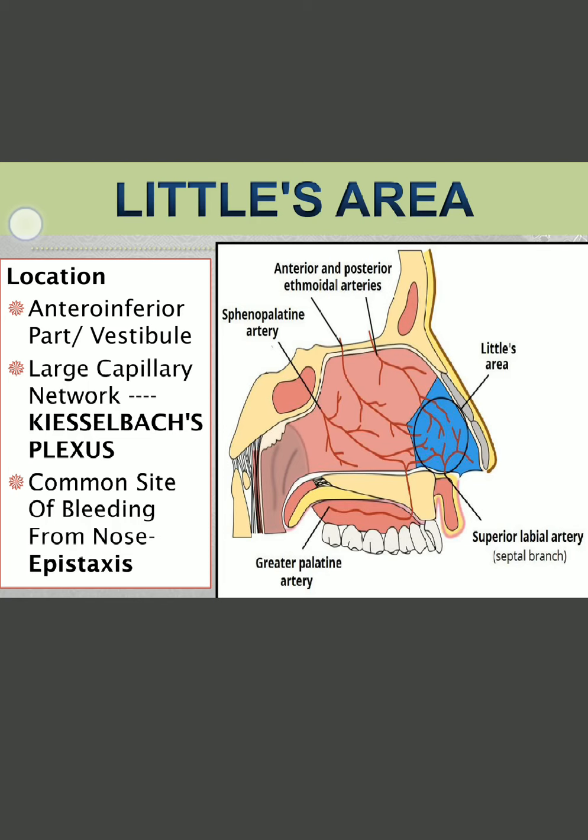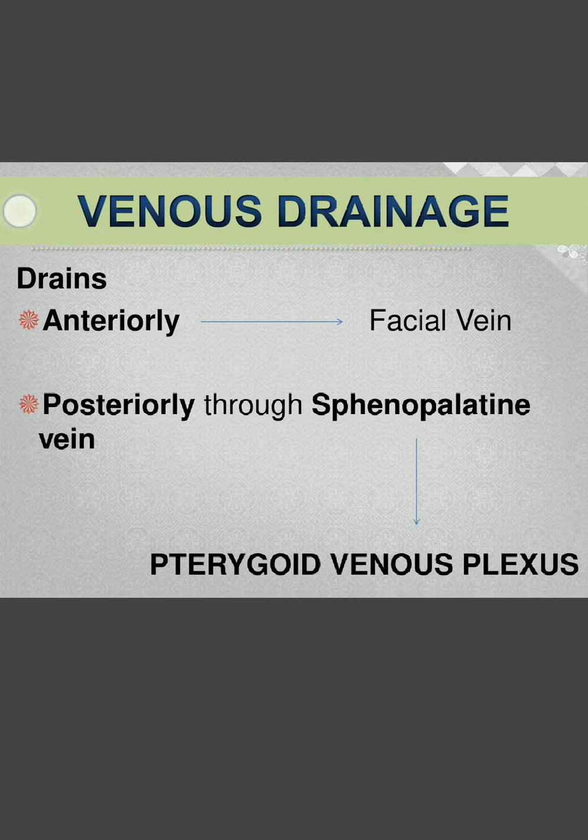और ये जो यहाँ पे plexus बन रहा है, anastomosis बन रहा है arteries का, it is known as the Kiesselbach's plexus. वेनस ड्रेनेज जो है एंटीरियर पोर्शन का वेनस ड्रेनेज होता है इनटू द फेशियल वेन. पोस्टीरियरली वेनस ड्रेनेज होता है थ्रू द स्फीनोपैलेटाइन वेन इनटू द टेरिगॉइड प्लेक्सेस ऑफ वेन्स. एंड ये जो टेरिगॉइड वेनस प्लेक्सेस है बेसिकली टेरिगॉइड मसल्स के बीच में है. टेम्पोरल मसल्स, टेरिगॉइड मसल्स इनके बीच में है, सो इट इज़ नेम्ड एज द टेरिगॉइड वेनस प्लेक्सेस.